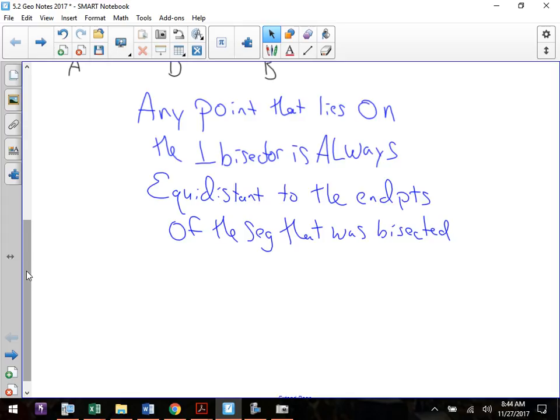Converse. If a point is equidistant to the endpoints of a segment, then it lies on the perpendicular bisector. And so on, and so on. It's not that we have to do any proofs with any of this, but we're going to do a lot of algebra with this.